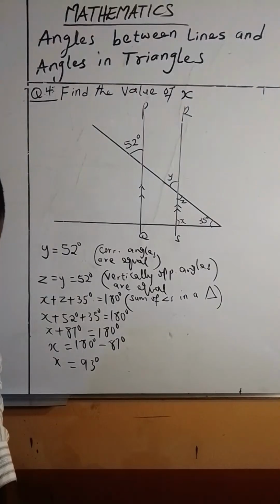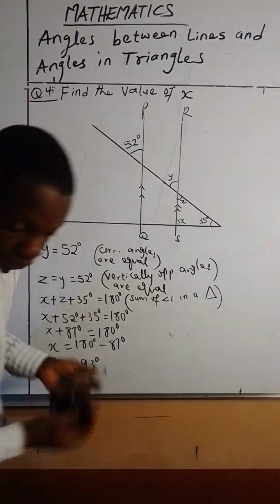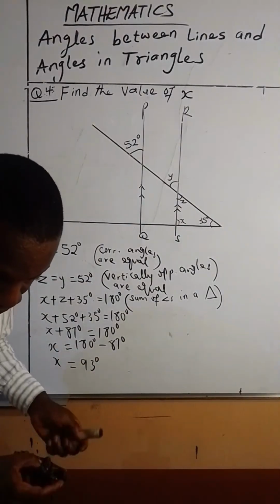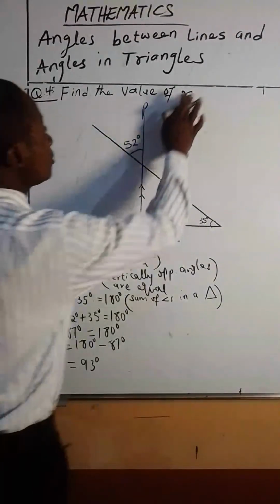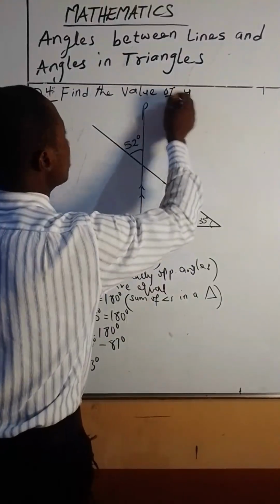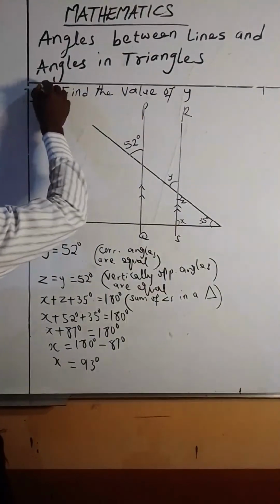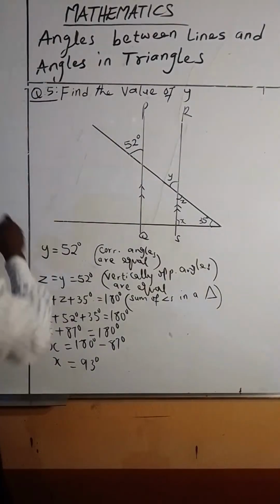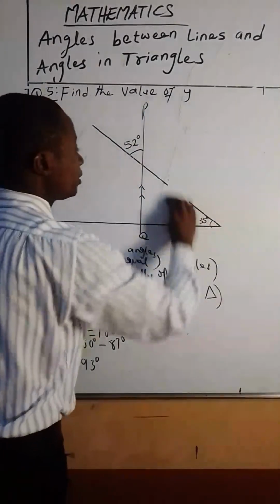So let's take the next one. Let's take the next question, which is also finding the value of y. This is y. We are going to now have y here. That is for question number 5.